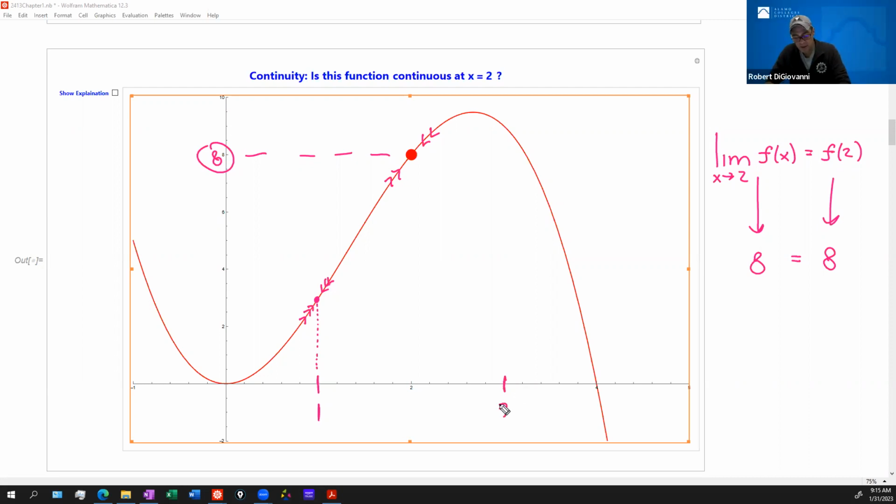Would it be continuous at 3? Yes. Do you see anywhere that it would not be continuous?